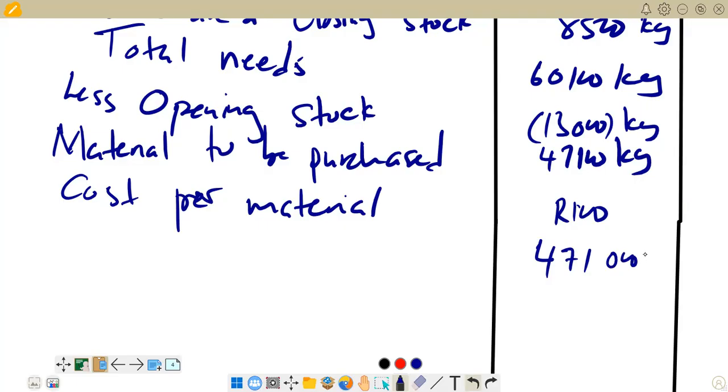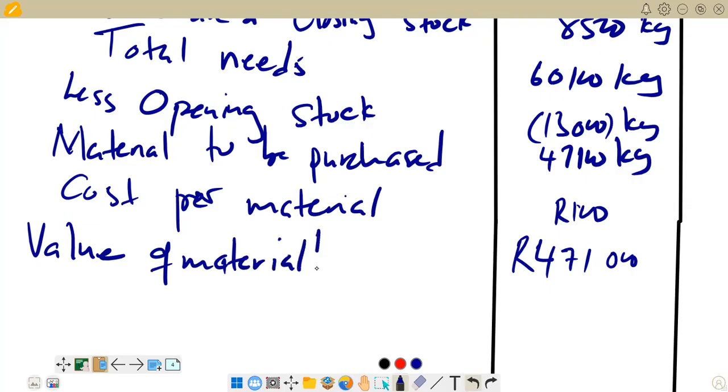471,000. This is now in the rands. So that's the value. The description of that answer there is the value of material to be purchased. So this is what we have. This is our final figure in terms of raw material budget, specifically the sponge. So this is what we have, guys, in terms of the raw materials budget.